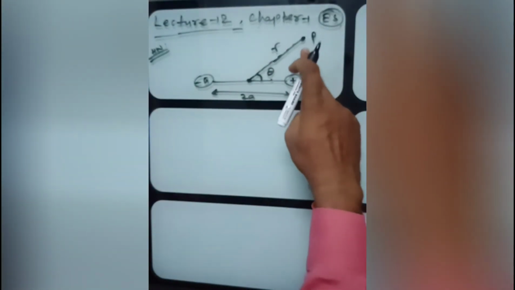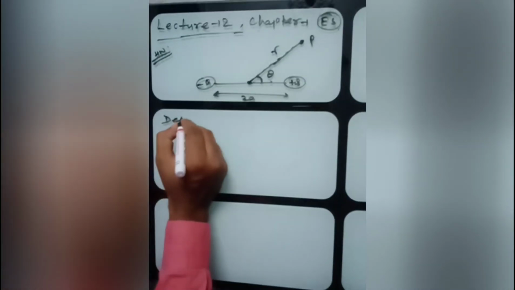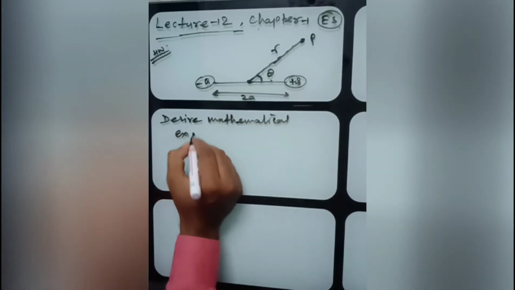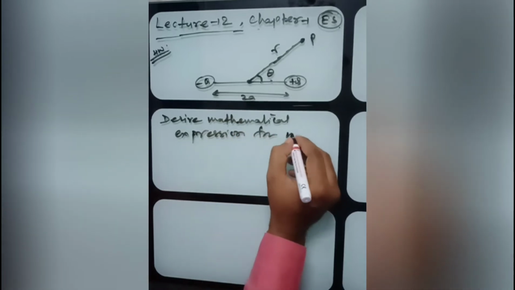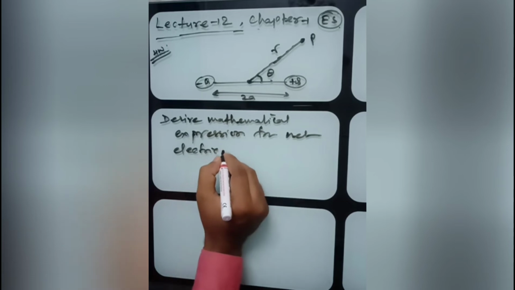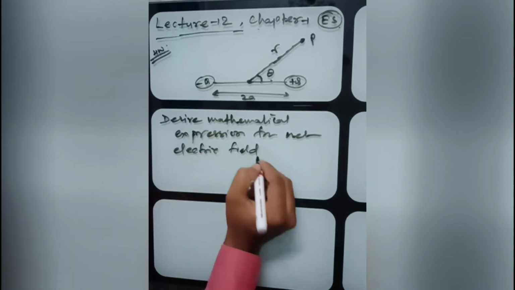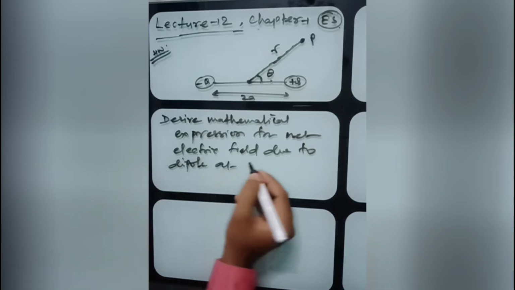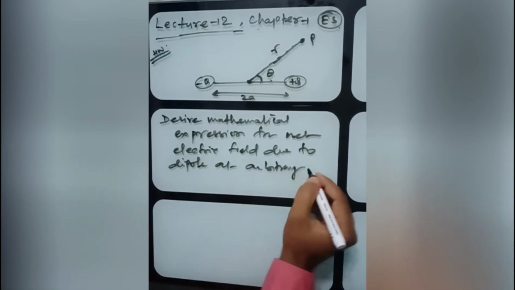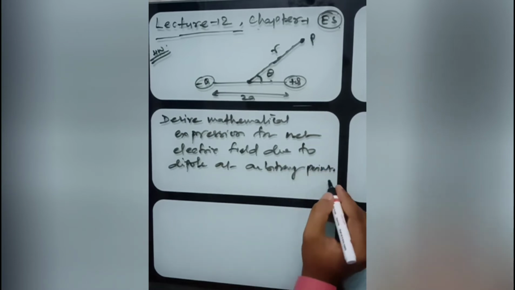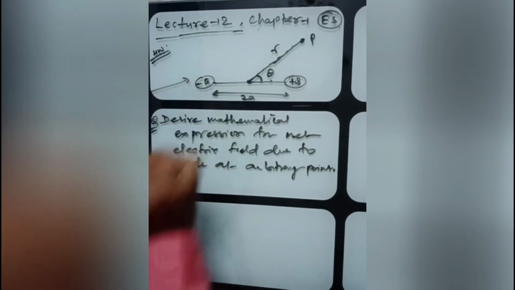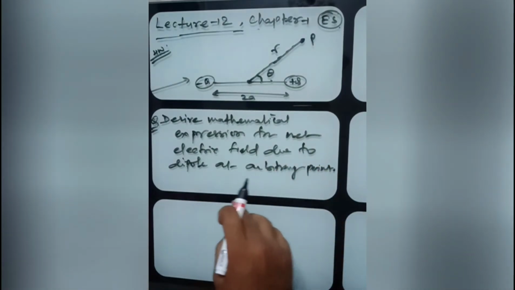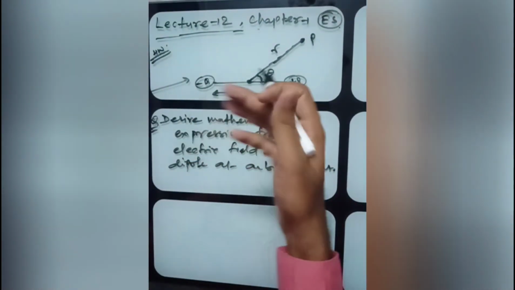You have to find the net electric field at P. The question will be: derive a mathematical expression for the net electric field due to dipole at an arbitrary point. Remember students, I am writing the same question that will be asked in your board. This is the question and this will be the diagram. How will you find the net electric field due to this dipole at an arbitrary point? This will be your homework. Try to solve it by yourself.